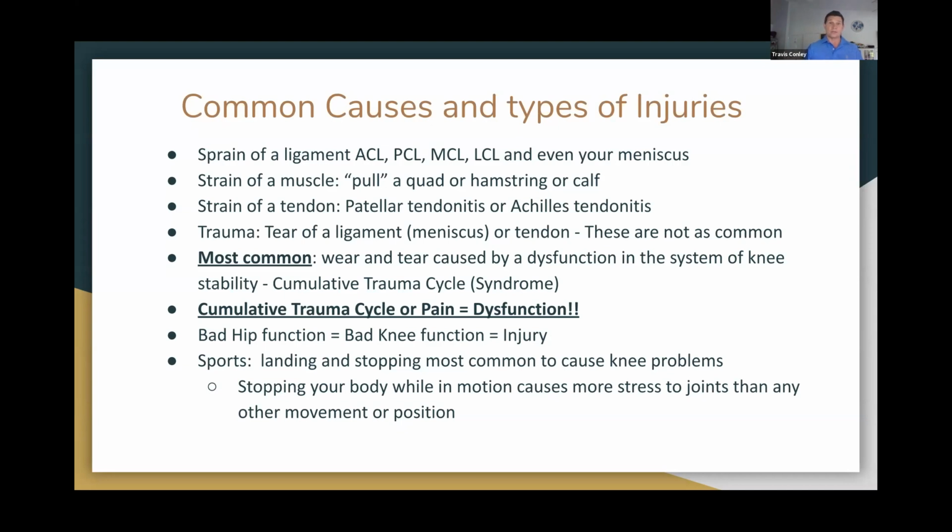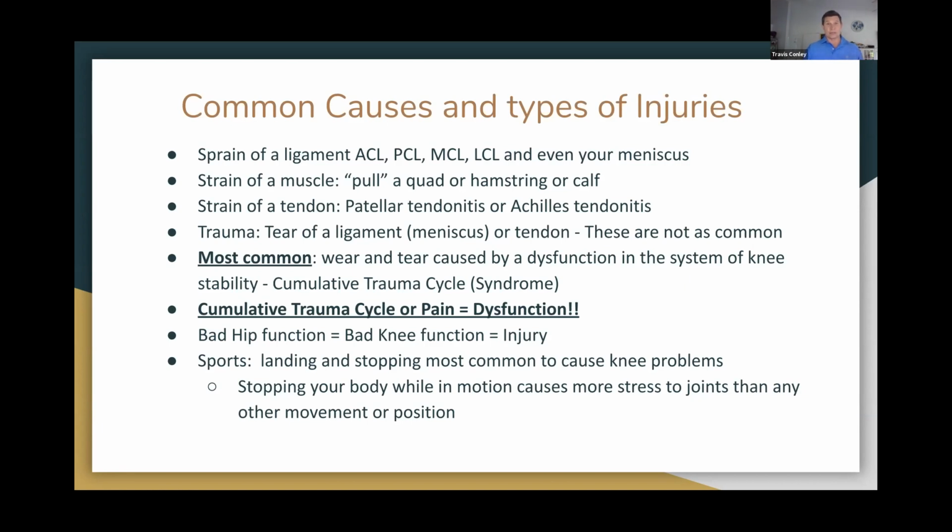The cumulative trauma cycle or the pain is going to create dysfunction by the nature of what it does. So when you build up scar tissue within joints, ligaments, tendons, and things of that nature, that scar tissue and those strains will constantly cause the body to have to compensate with how it wants to move. So that could be getting out of a chair, getting out of a car, whatever it may be, the mechanism and the methods by which you perform that movement get altered by these types of pain cycles. Bad hip function, bad ankle function are going to equal bad knee function, and eventually lead to an injury.